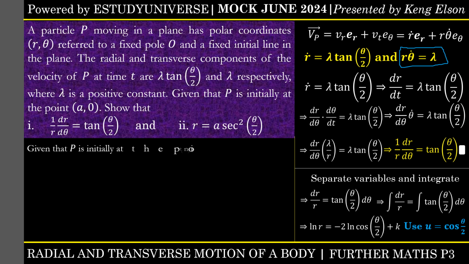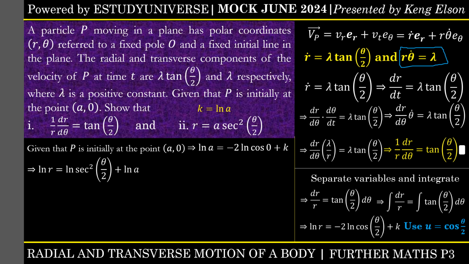Now we need to find that constant of integration using the initial conditions. The initial condition is that the particle is initially at the point (a, 0), which means that when r is a, theta is equal to 0. That's the meaning of being at the point (r, 0) initially. So I replace r with a and theta with 0, and doing that, I get k to be equal to ln a, because cos 0 is 1, ln 1 is 0, so everything times negative 2 is 0, so ln a will be equal to k.